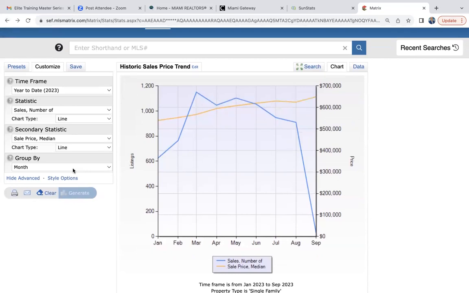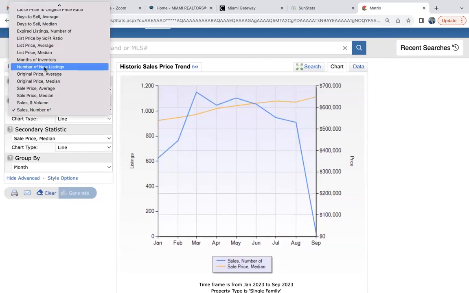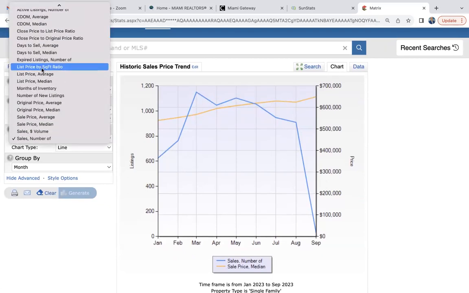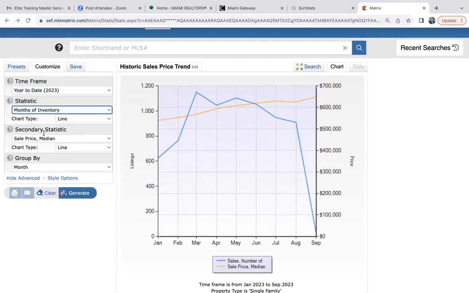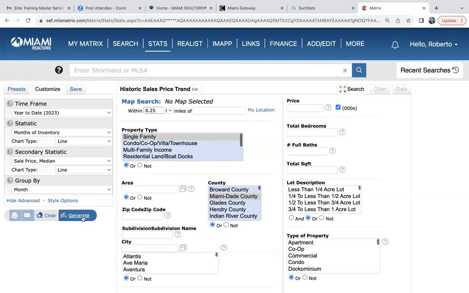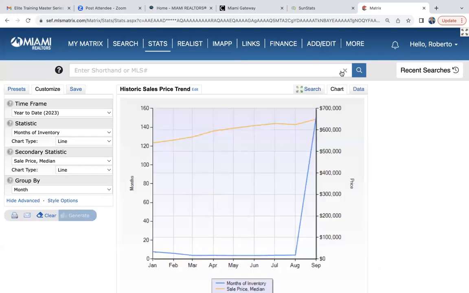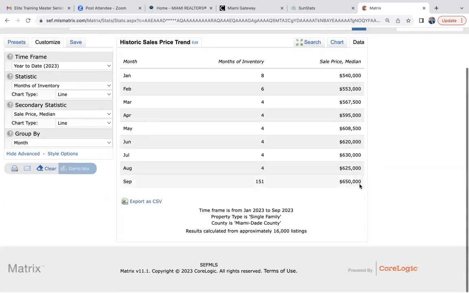So before I do that, let me go back over here and run this report again. So statistic number 1, we wanted months of inventory. And then here we have median sales price. And then for search, we're doing Miami-Dade County homes, and there you go.